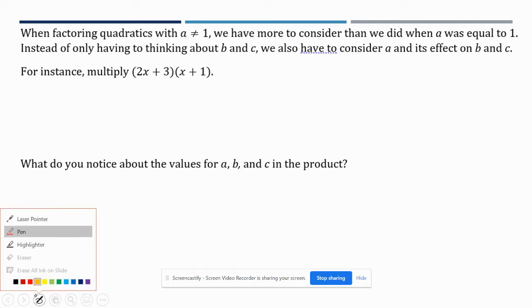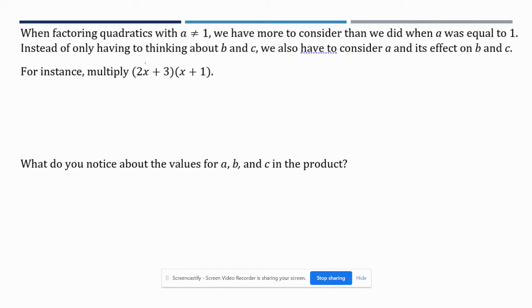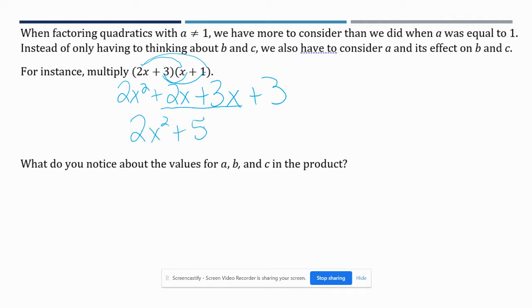If we're looking at multiplying this back together, remember, we're foiling, distributing, putting it in the table, however it is that you love to multiply. 2x times x is 2x squared. 2x times 1 is 2x. 3 times x is 3x. And 3 times 1 is 3. If we combine our like terms, 2x plus 3x is 5x.